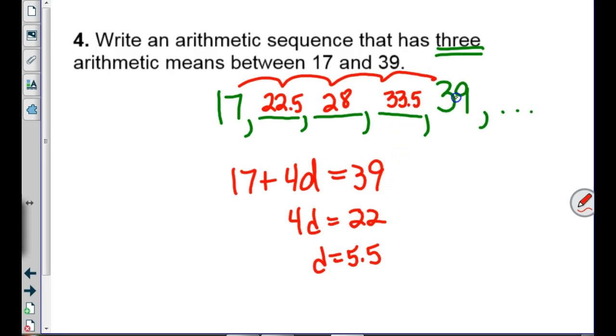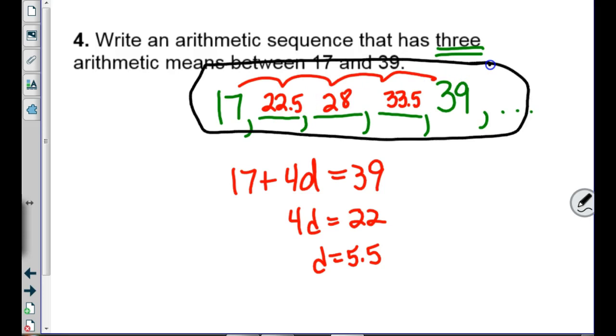Is it working? This question is kind of weird. I think on the quiz, I just said find the 3 terms, but it actually says write the sequence. So I suppose that whole thing is the answer. I'm not too worried about it. We good?